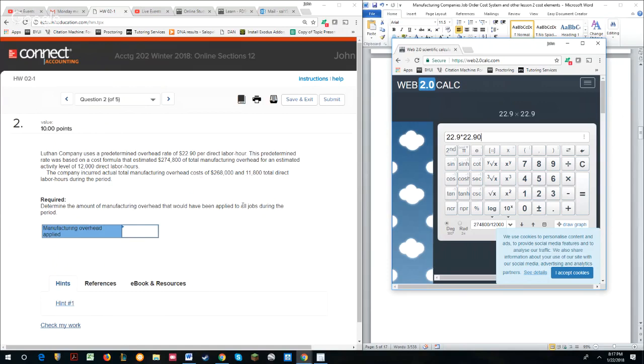Because that's how they figured out the per direct labor hour number, right? So what we need to do is take the 22.90 times, is it the 11,800? Because this is asking, it says determine the amount of overhead that would have been applied to all jobs during the period. Would have been applied. I think that's insinuating what would have happened if it was actually 11,800.